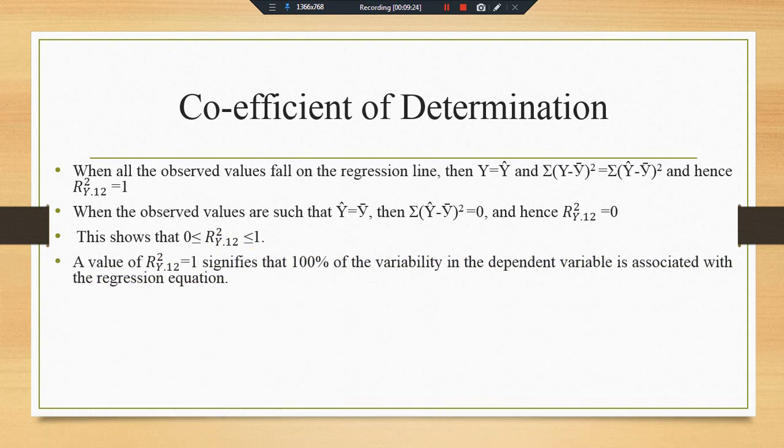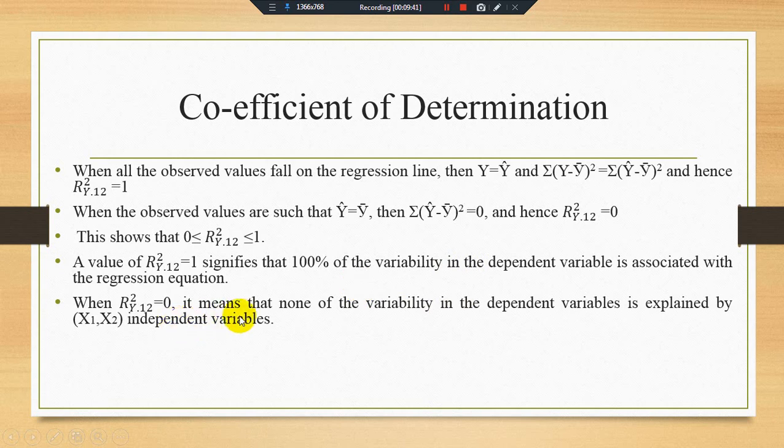Okay, r square 1 signifies that 100% of the variability in the dependent variable is associated with the regression equation. So this means that 100% variation is explained by our independent variable. So r square 0 means that none of the variability in the dependent variable is explained by our independent variable.